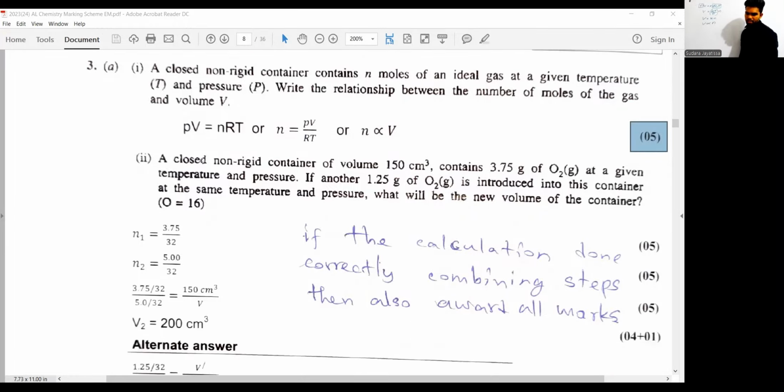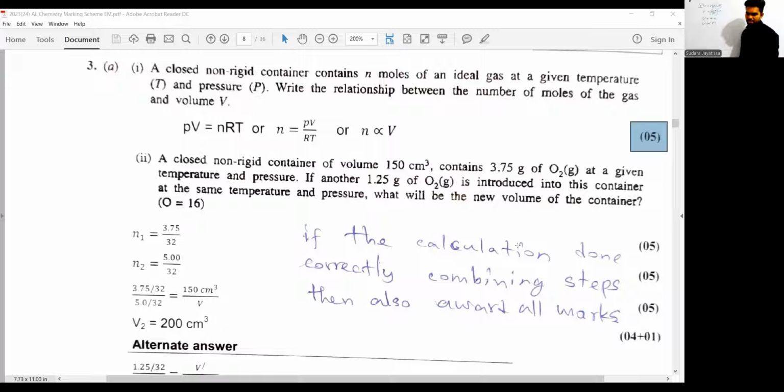Then look at this. A closed non-rigid container of volume 150 centimeter cube contains 3.75 grams of O2 at a given temperature and pressure. Another 1.25 grams of O2 is introduced to this container. That means you are adding new gas, so moles are increased. So if they are directly proportional, your volume must also get higher. They are asking what is the new volume, so it should be a value which is greater than 150 cubic centimeters.